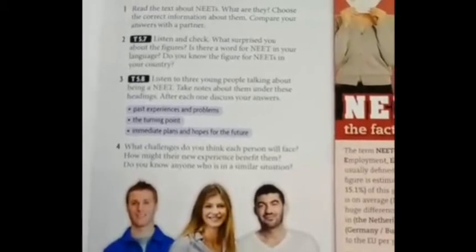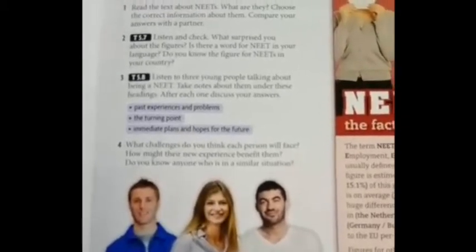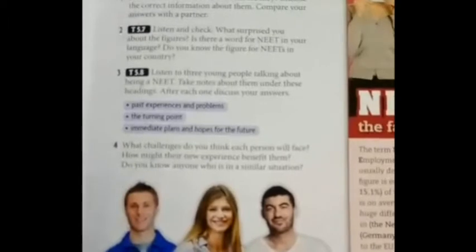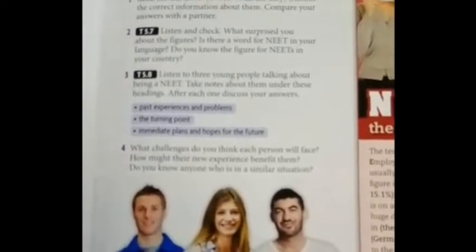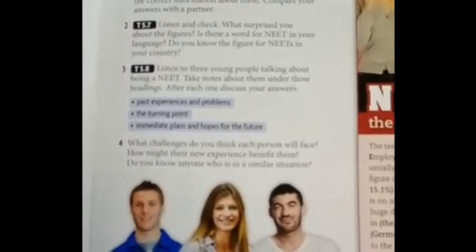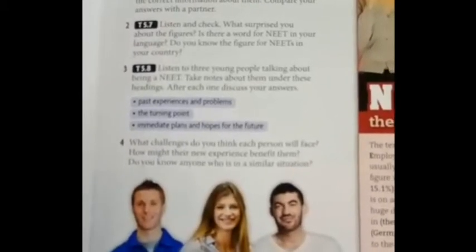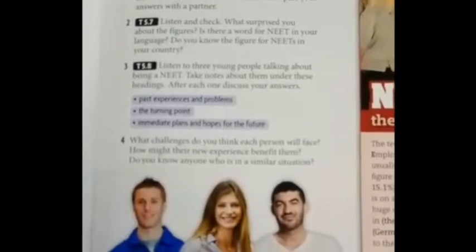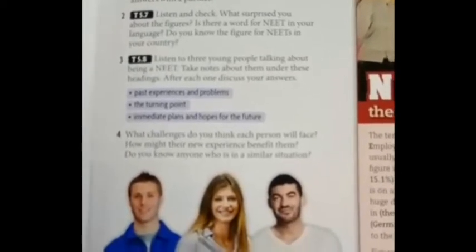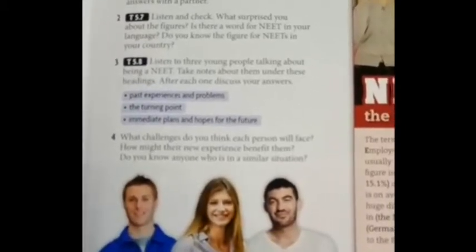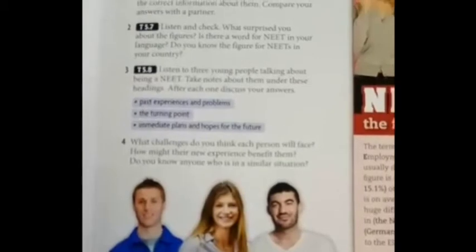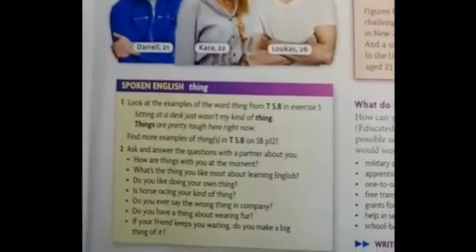Listen and check your answers. Next, listen to 3 young people talking about being a NEET. Then, divide the headings into 3 columns and put down notes about the speakers into the column. In section 4, you are advised to think about the questions on the section and discuss the answers in class later. We will be doing the spoken English section in class once you are back.